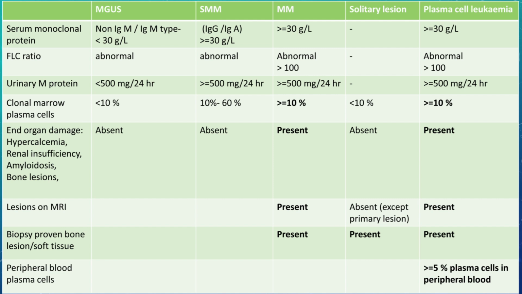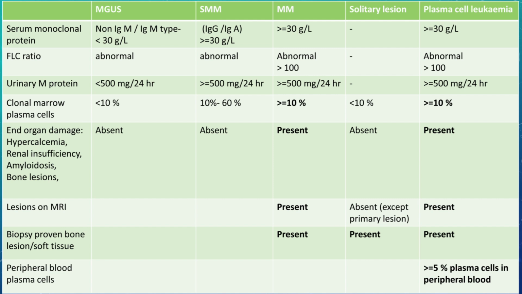Now let's learn about the definitions of different disorders. In monoclonal gammopathy of undetermined significance, the serum monoclonal protein is less than 30 grams per liter. The FLC ratio may be abnormal. Urinary M protein is less than 500 milligrams per 24 hours and clonal plasma cells are less than 10% in bone marrow. Organ damage such as hypercalcemia, renal insufficiency, amyloidosis and bone lesions are absent in MGUS.